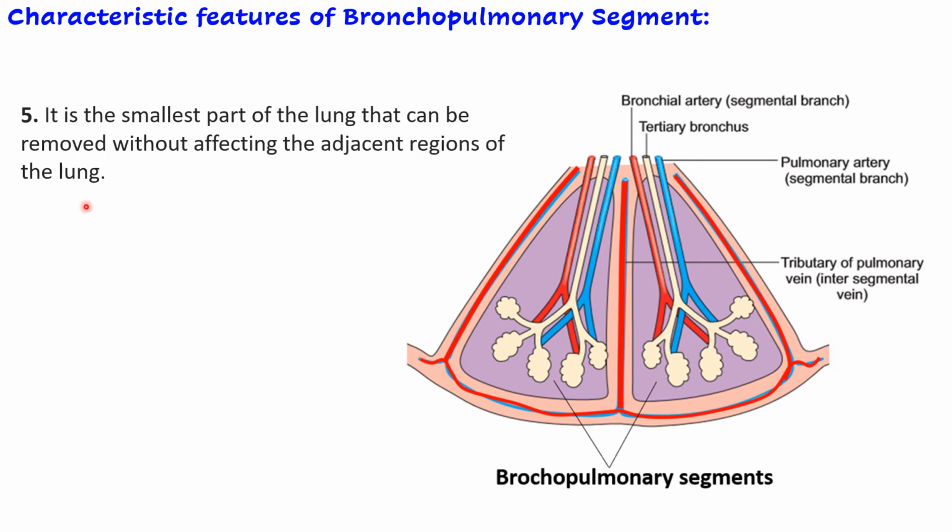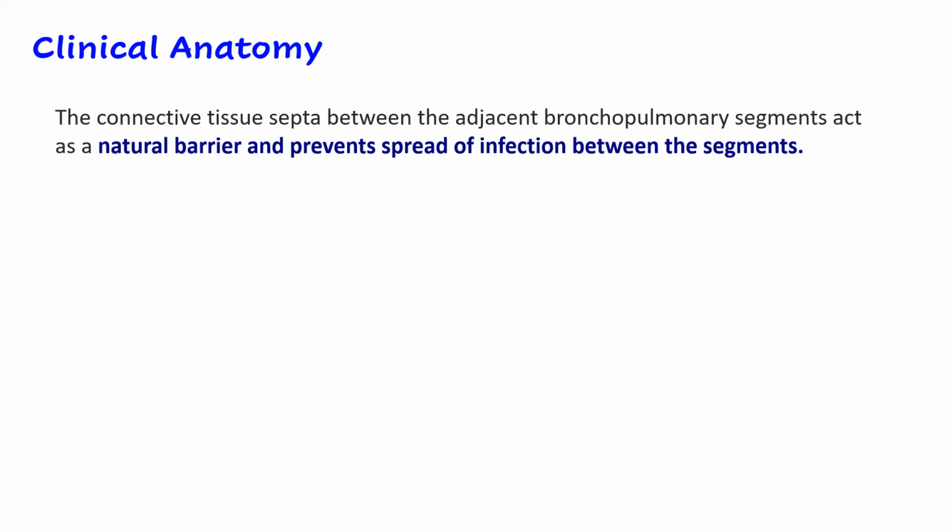The last is that this is the smallest part of the lung that can be removed, as I said earlier, without affecting the adjacent regions of the lung. So these are the characteristic features of bronchopulmonary segment. Let us now look at the relevant clinical anatomy associated with the bronchopulmonary segment.